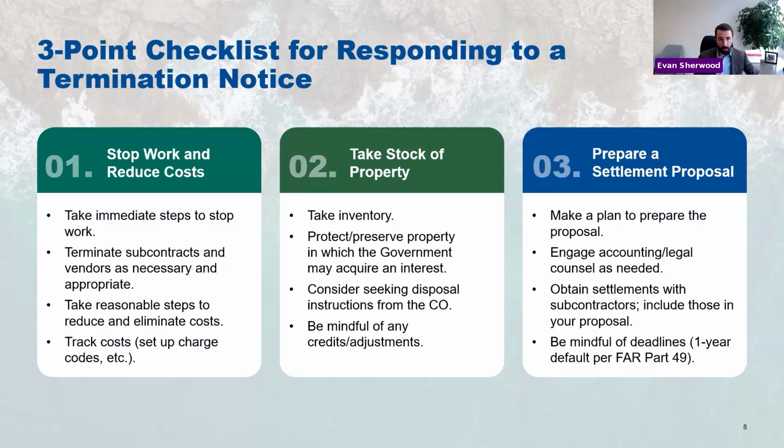Third, make a plan to prepare your termination settlement proposal. To claim termination costs, you have to submit a settlement proposal that explains your cost, explains why they are allowable, and meets a variety of other administrative criteria. It can be a lot of work to do that, especially because if you have subcontractors that need to be terminated, you need to sequence terminations with them before you can finalize. You need to terminate them and settle with them before you can finalize your own prime proposal.